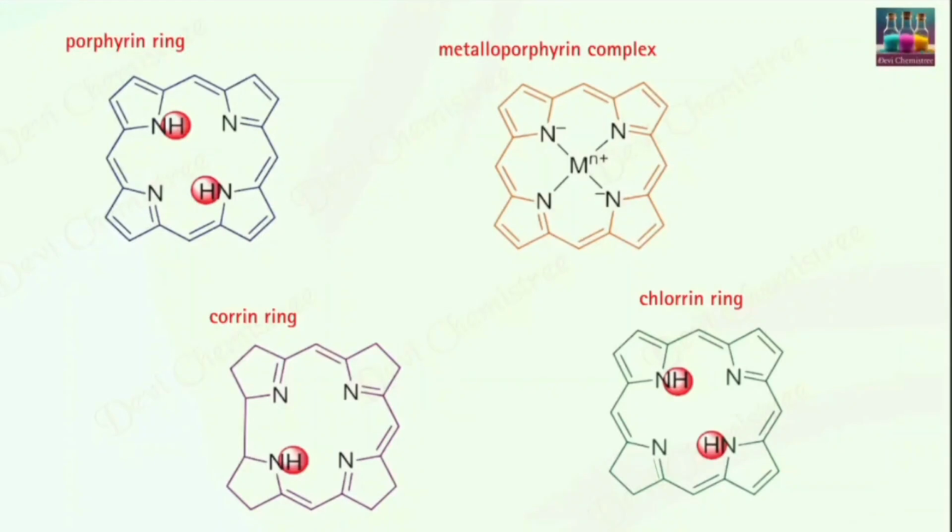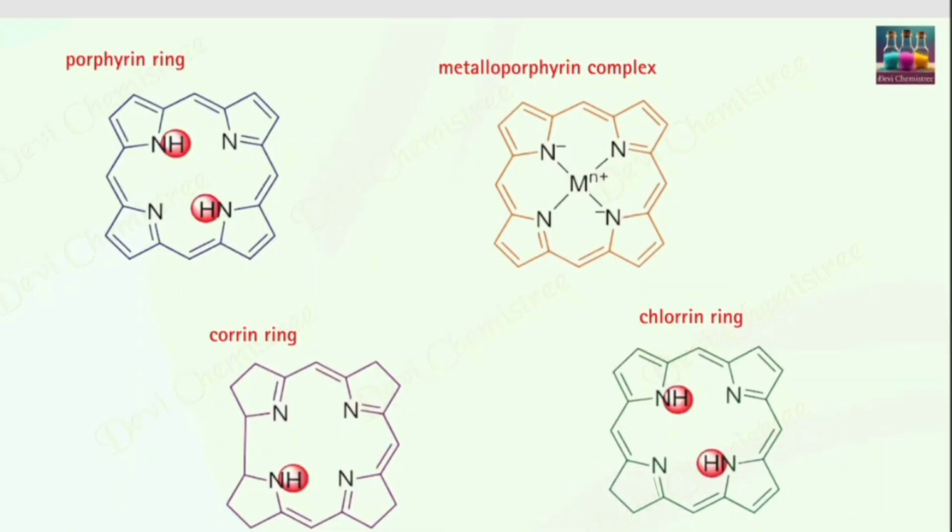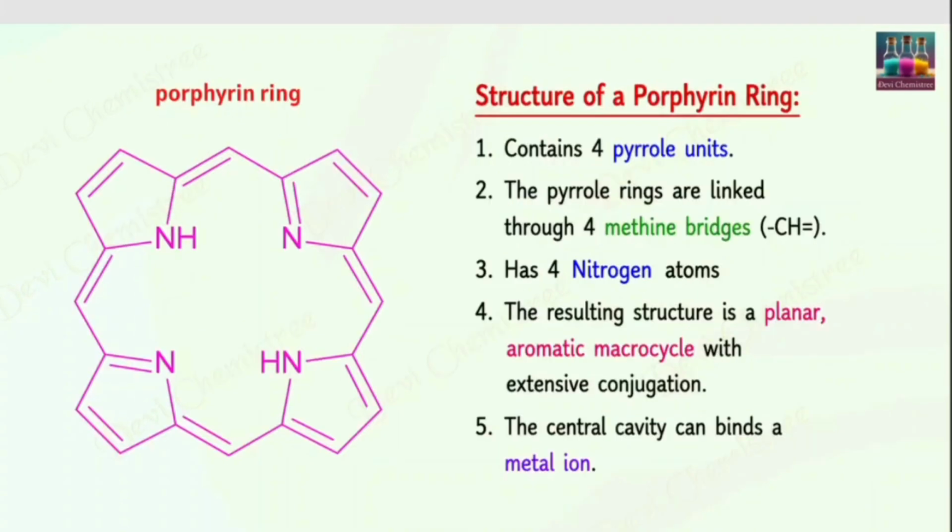So now these are the structures of the ligands. This is the porphyrin ring, this is the corrin ring, this is chlorin. All these are the structures of the ligands which play a very important role in biomolecules. Now let us see the basic structure of a porphyrin ring.